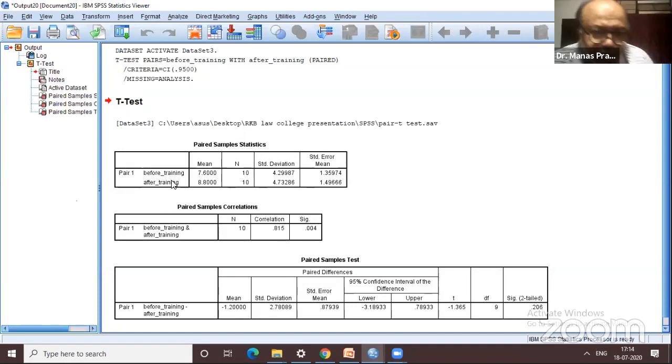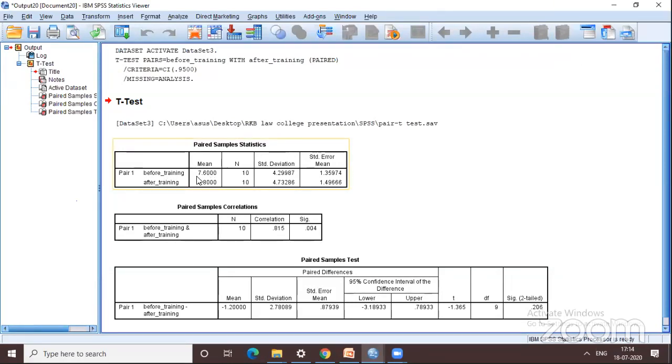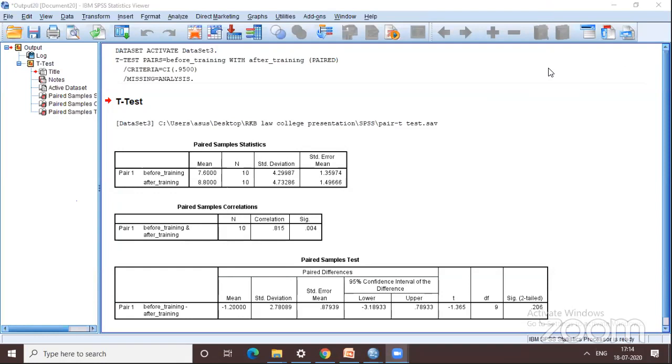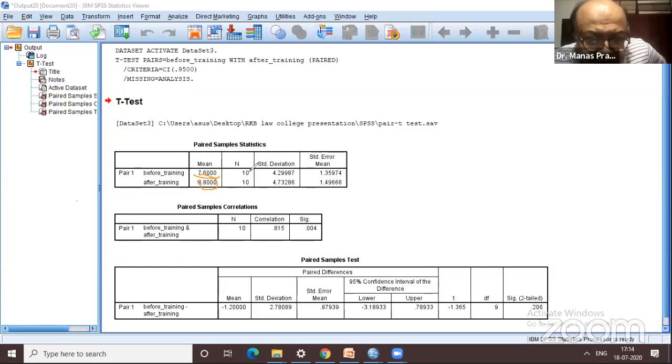This is the result. The mean before training is 7.6 and after training is 8.88. This is the standard deviation, and it will also give the correlation. So this is the mean before training, this is the mean after training, and these are the standard deviations. This is the correlation, 0.85, and this is the p-value.